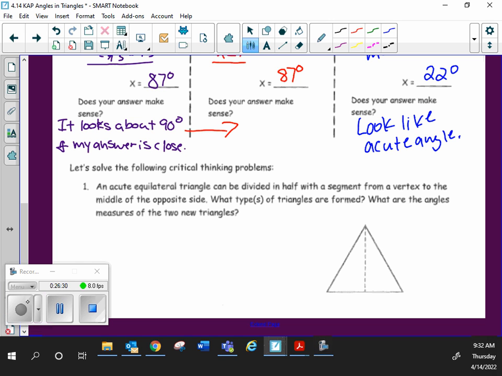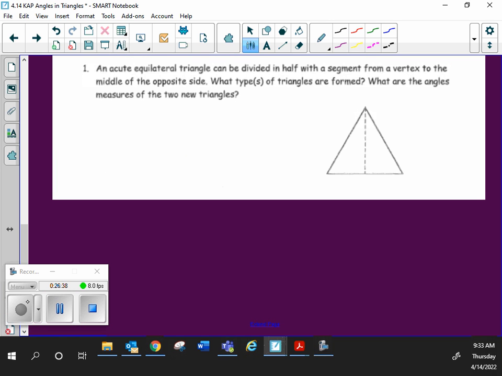This last problem. We are looking at a triangle. Okay, it says let's solve this thing. It says an acute equilateral triangle can be divided in half with a segment from the vertex to the middle of the opposite side. What types of triangles are formed? Meaning we need to classify. We need to name the two triangles that are formed when I cut it at that line, and we want to know what are the angle measures of the two new triangles.